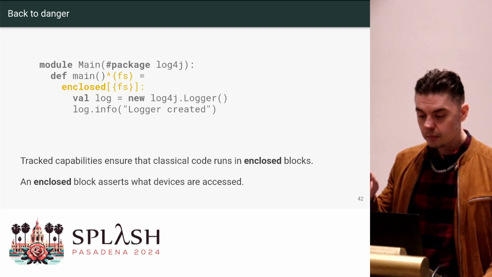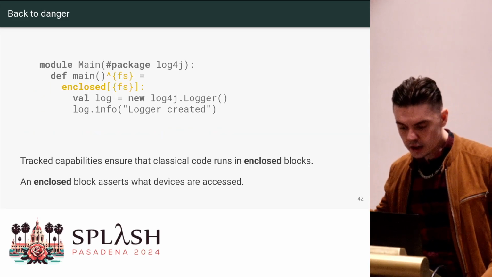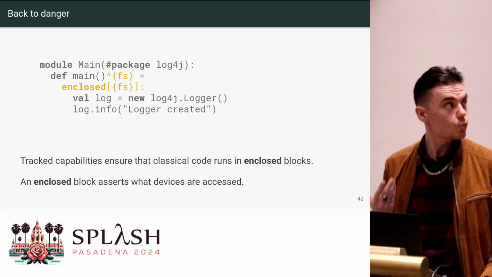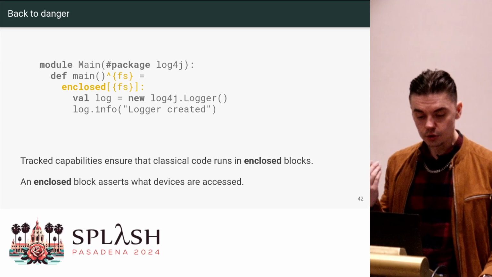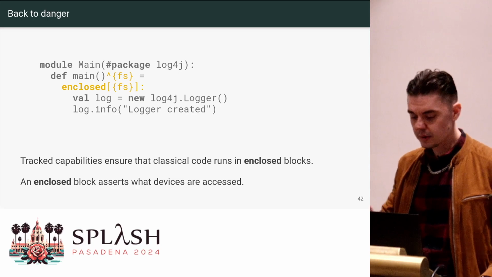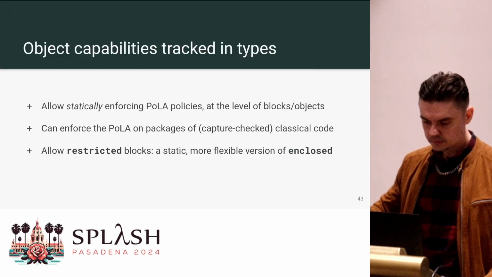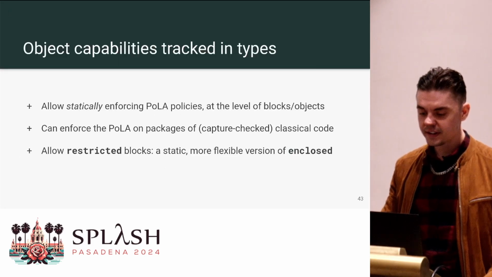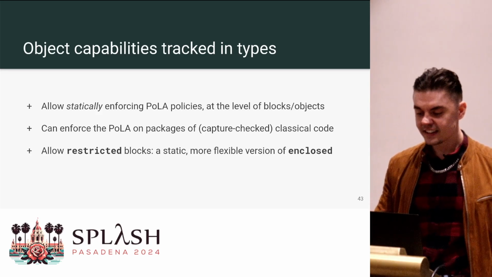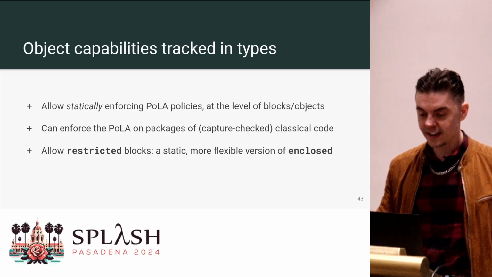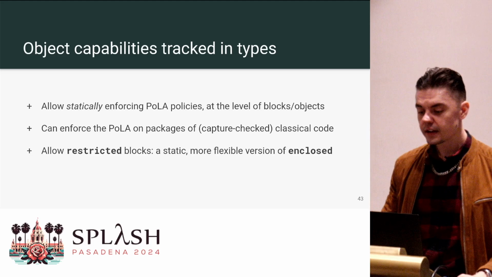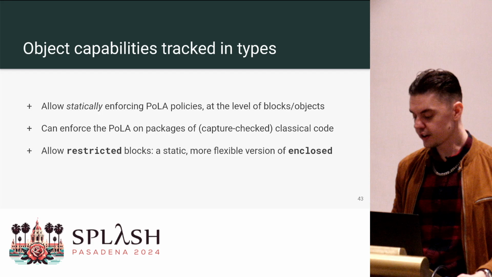Okay, and to wrap this up, if we added an enclosed block, we basically assert what devices may be accessed during this block, right? So that's our equivalent of a dynamic type check, but on access to capabilities. Okay, so the last recap is that tracking capabilities in types allows statically enforcing the POLA on packages of classical code, and that code does need to be capture checked, but that's much easier than a full migration to object capabilities.